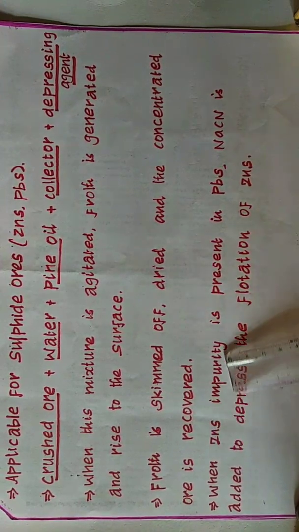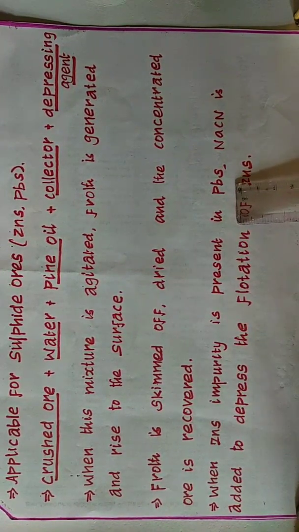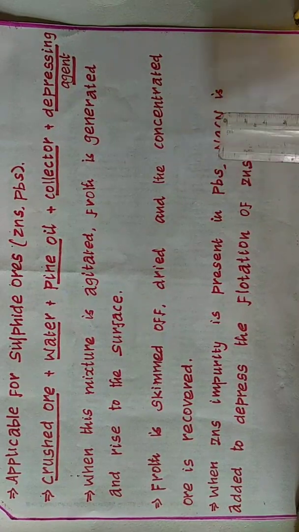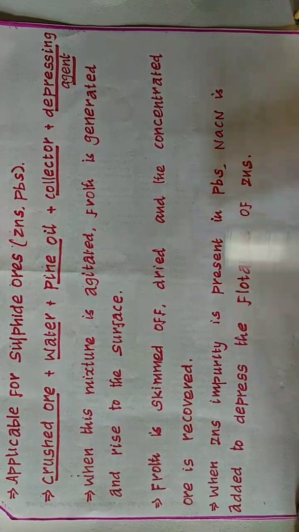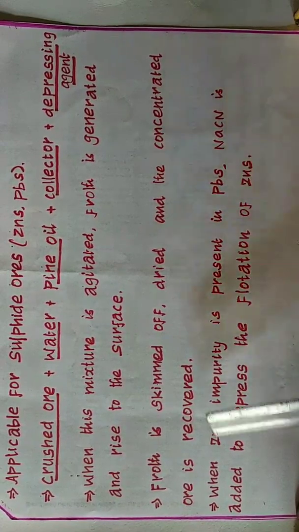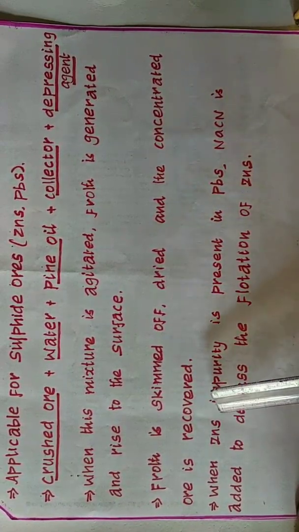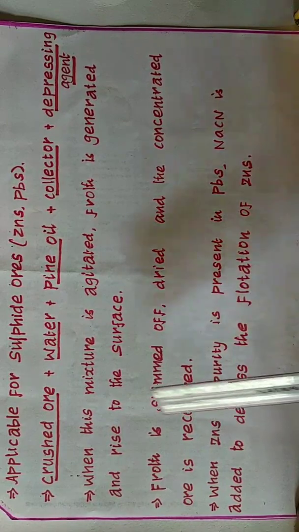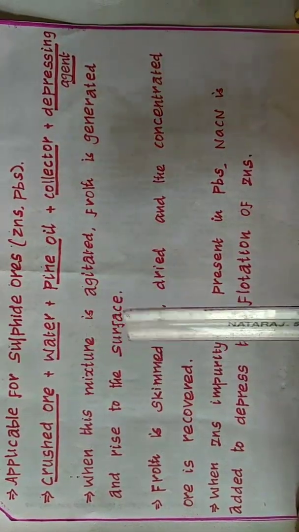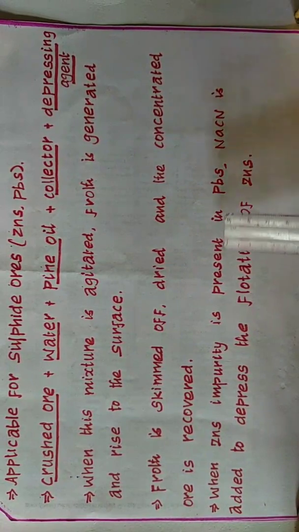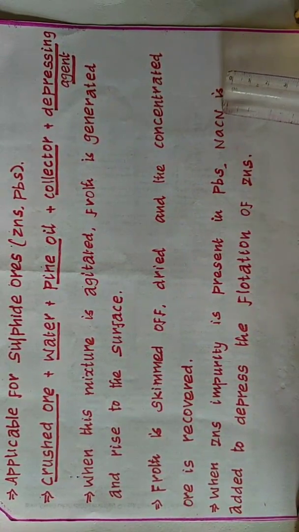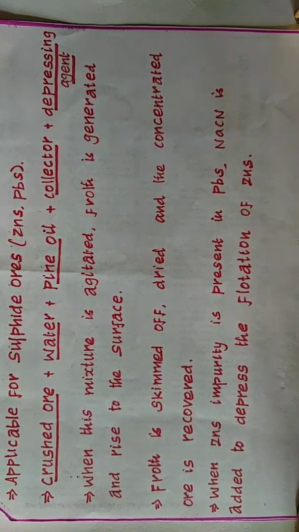When zinc sulfide impurity is present in lead sulfide, if you are extracting lead sulfide, it contains a small quantity of zinc sulfide. What we are extracting? Lead sulfide. It is containing a small quantity of zinc sulfide. So this zinc should not come with the froth. So to avoid that, what is added? Sodium cyanide is added, and the role of sodium cyanide is depressing agent.